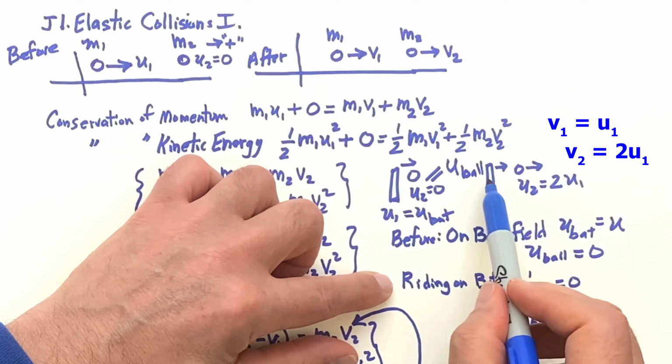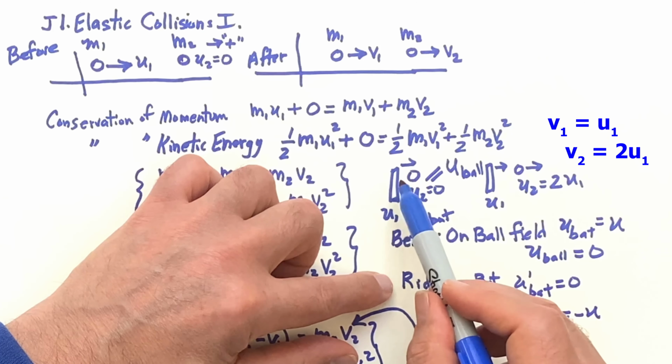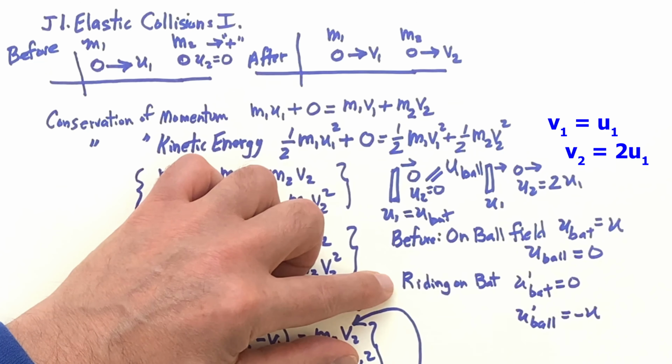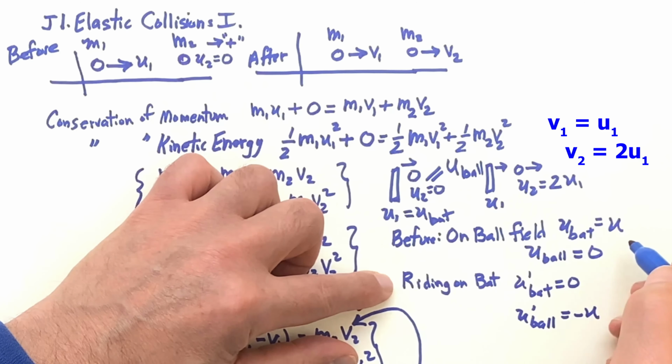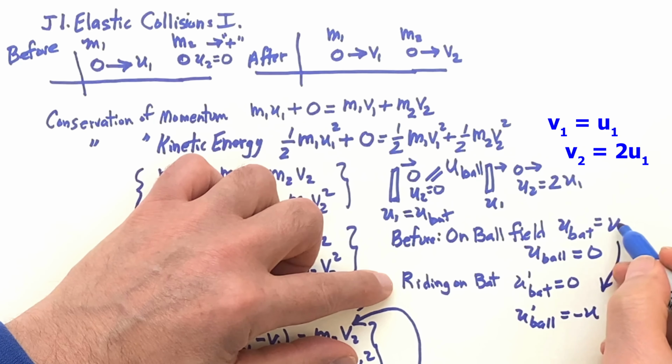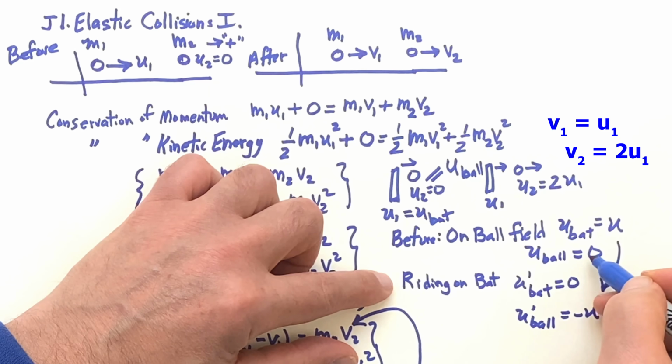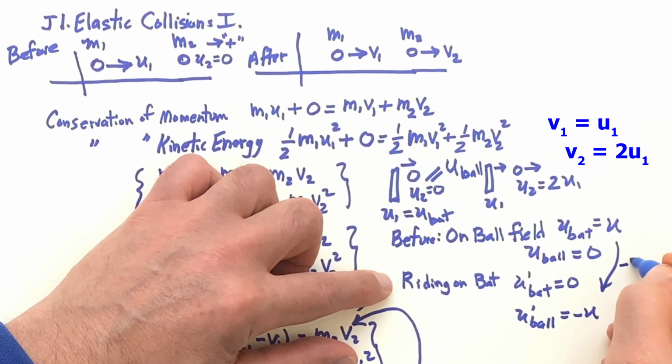So if you're moving with this bat, then the ball appears to come toward us. Now, how do we get from here to here? It's very simple. We simply subtract u. If we subtract u from the bat speed, we get 0. If you subtract u from the ball speed, you get minus u. So here, you subtract u.